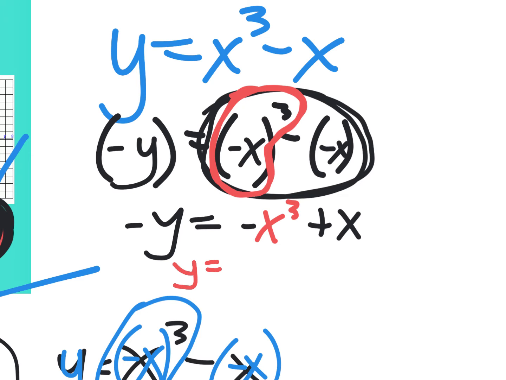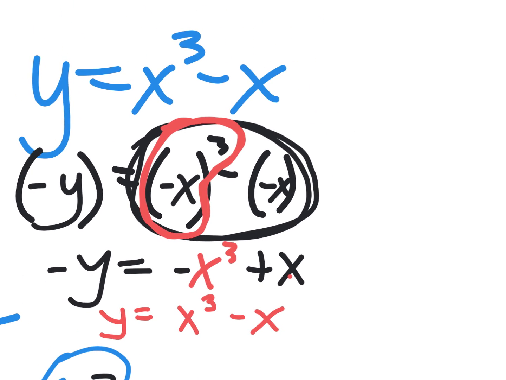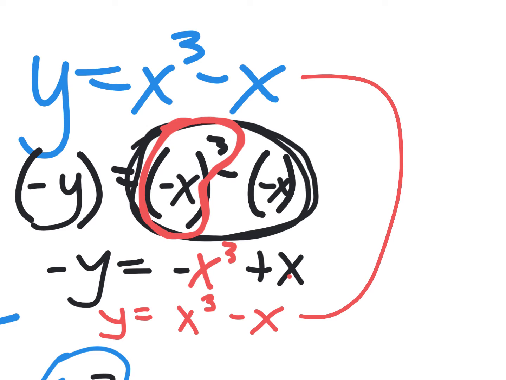I'd be fine with you doing that in your head. The opposite of x to the third is x to the third. The opposite of plus x is minus x. And look at that. It's the exact same thing as we started with. So when we put in a negative x and a negative y, we get the exact same thing we started with.